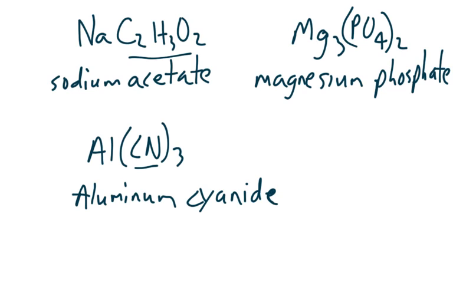Now what we're going to do is let's go backwards. Let's get a name in here. Okay, so let's go with, let's say I had calcium, and let's put it with, let's say chromate.